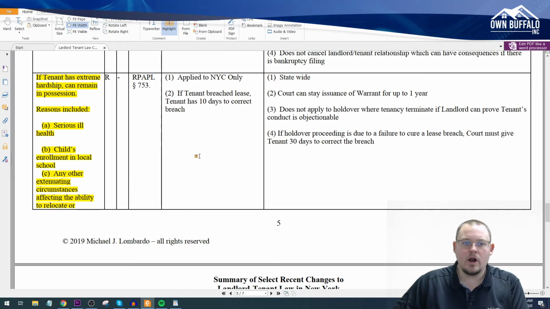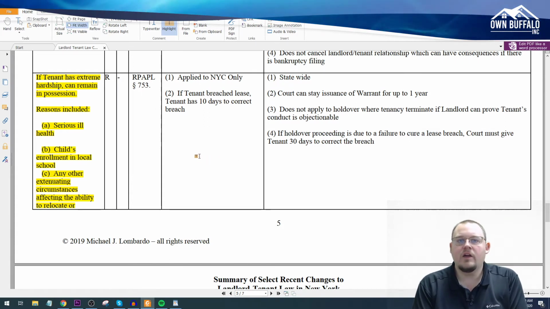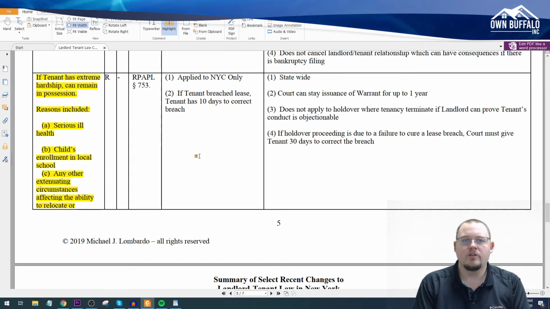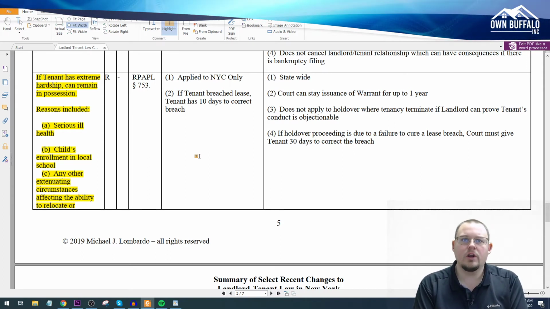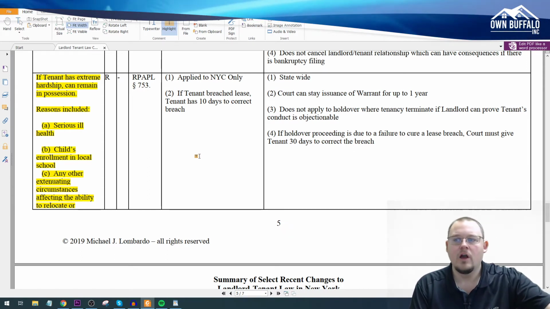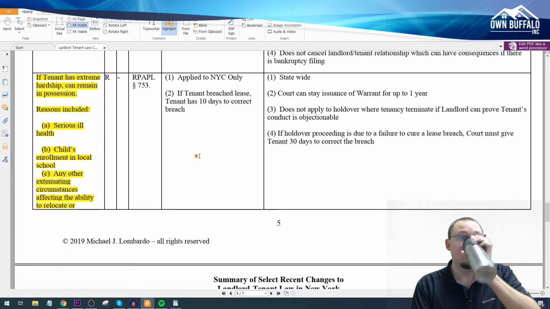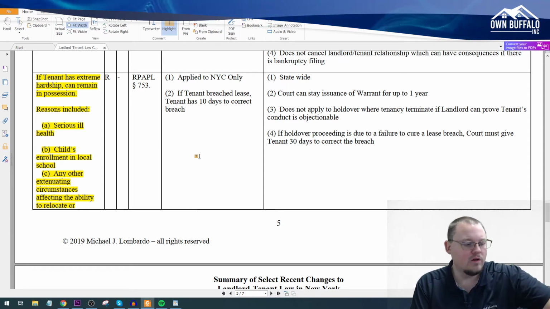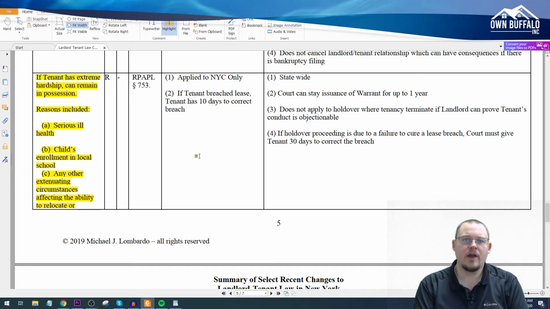The last point that I wanted to cover on this is if the tenant has an extreme hardship as part of the eviction proceeding, they can request a stay on the proceeding. And originally this applied only to New York City. Now this applies statewide. The court can issue a stay of the issuance of warrant for up to 1 full year. Up to 1 full year they can apply that stay.